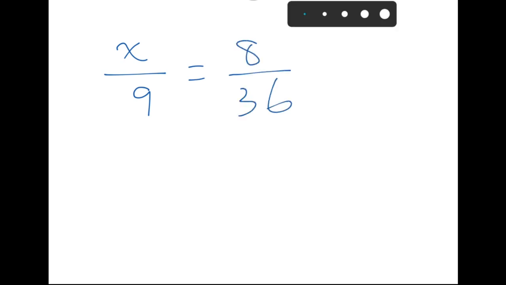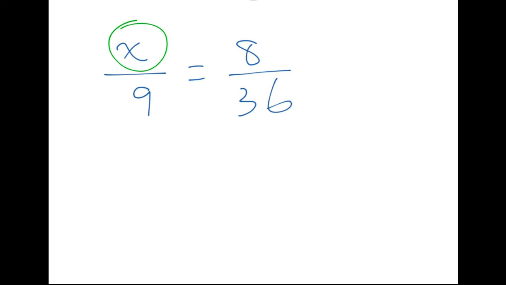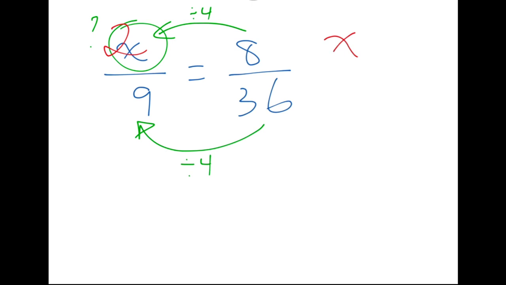How about this one? X over 9 is equal to 8/36. So what is this x? This x represents which number? Let's see, from 36 to 9, I divided by 4. So that means I have to do the same thing on the top. 8 divided by 4, that gives me 2. So x is equal to 2.